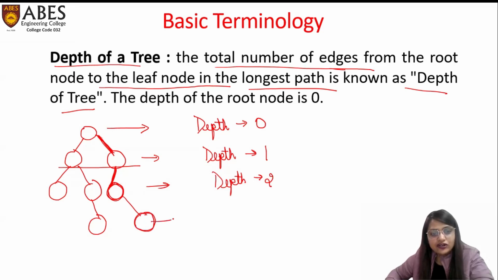At the end, if I want to calculate the depth of this node, it will be depth 3. So in this way, we can calculate the depth of any particular node in a tree.